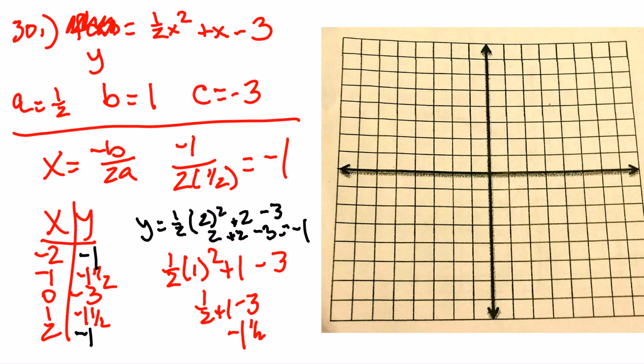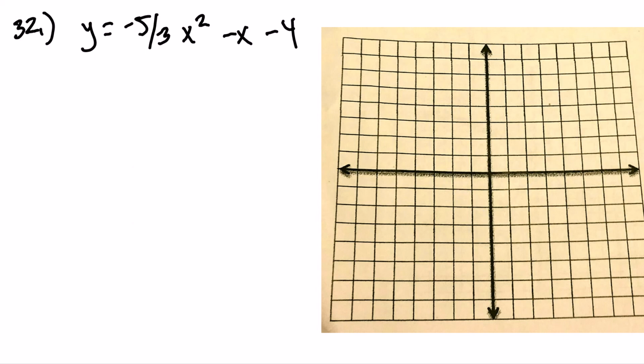Alright, and I rotate it over. So now I go 0, negative 3, put a dot. 1, negative 1.5. Negative 1, negative 1.5. Negative 2, negative 1. 2, negative 1. Alright, and that's it for 30.